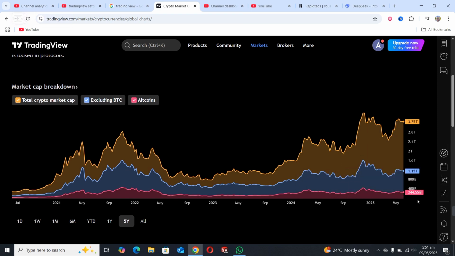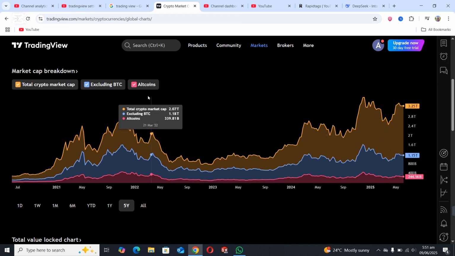cap. Now this is now 244 billion dollars. So this is the altcoin market cap. You can check it. You can also check this total market cap with Bitcoin and altcoins, and this one is total market cap without Bitcoin. So all these are the three charts. But if you talk about altcoins, then this last one is total market cap for altcoins.